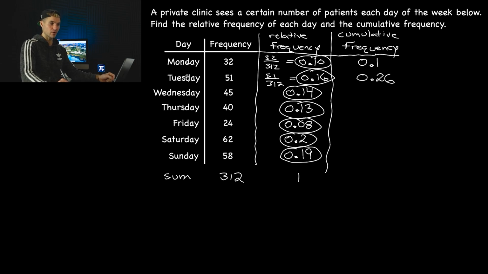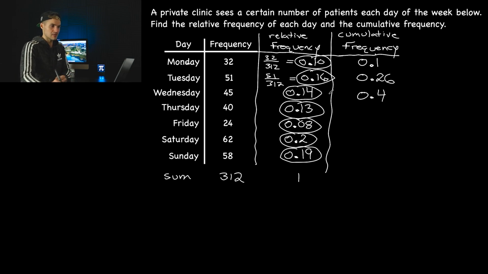Up until Tuesday, the cumulative frequency up until that point is 0.1 plus 0.16. Then on Wednesday, it's going to be 0.1 plus 0.16 plus 0.14, and that's going to be 0.4. So up until Wednesday, including Wednesday, 40% of the patients have been seen. That's another way to look at it from the actual word problem perspective. Monday, Tuesday, Wednesday, already 40% of the total patients of that week have been seen.